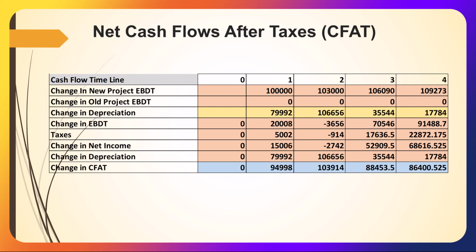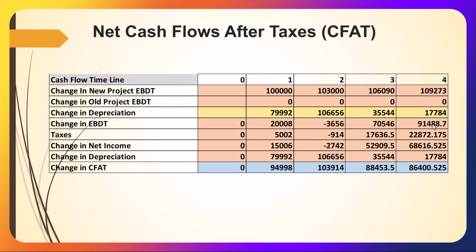Continuing with our project, as you note here, this is our net cash flow after taxes. We've started with our change in earnings before depreciation and taxes. Here's the change in depreciation. This is not EBT, this is earnings before taxes. But that line, again, you just subtract out. Here's the cash flow, subtract out.